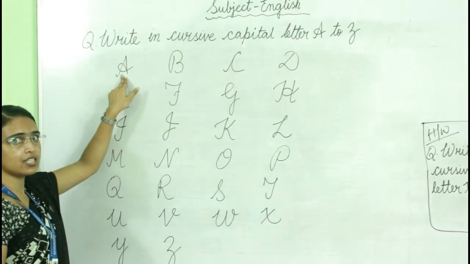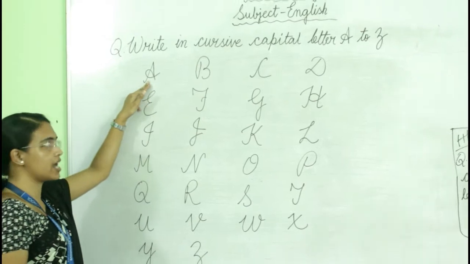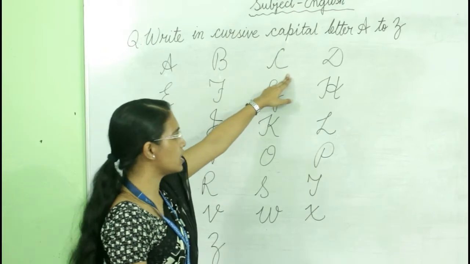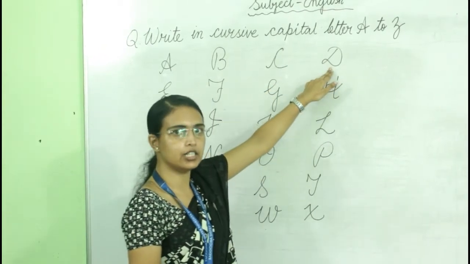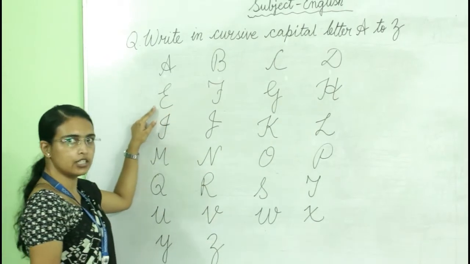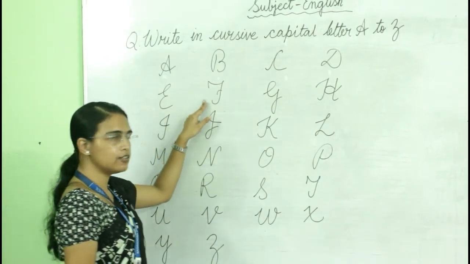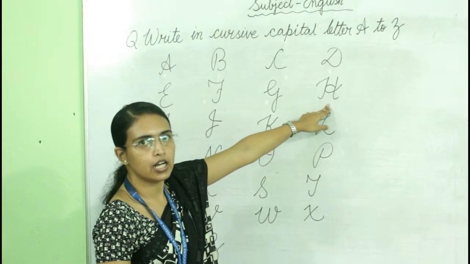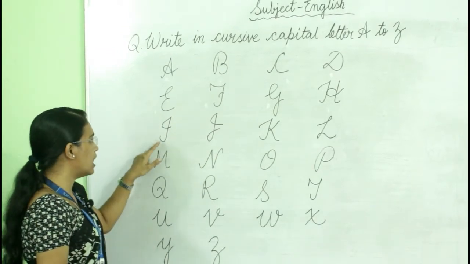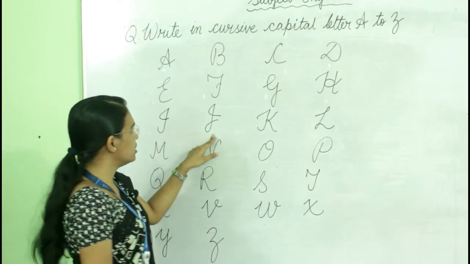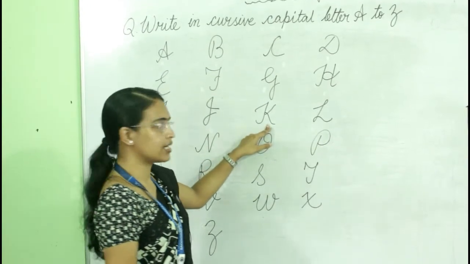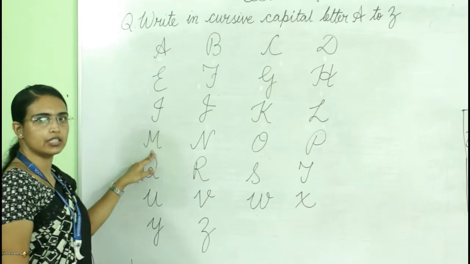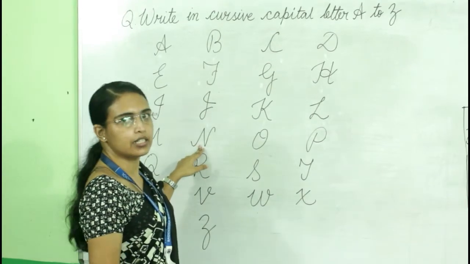Okay, so which letter is this? This is cursive capital letter A, cursive capital letter B, cursive capital letter C. Say with me: cursive capital letter D, E, F, G, H, I, J, K, L, M, N.